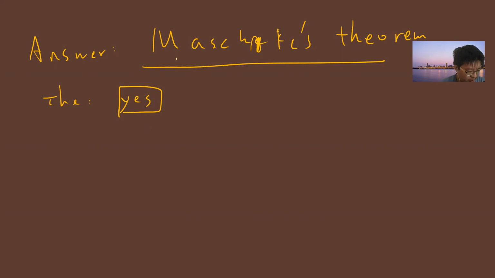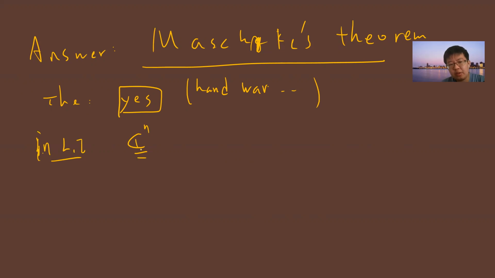Let me prove the details in the next video, but let me quickly give the hand-waving idea. You need to find a G-invariant counterpart, right? In linear algebra, you know that since we are working in a complex vector space, there is always an inner product.